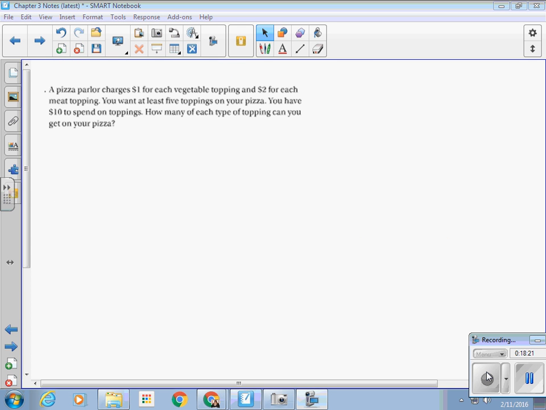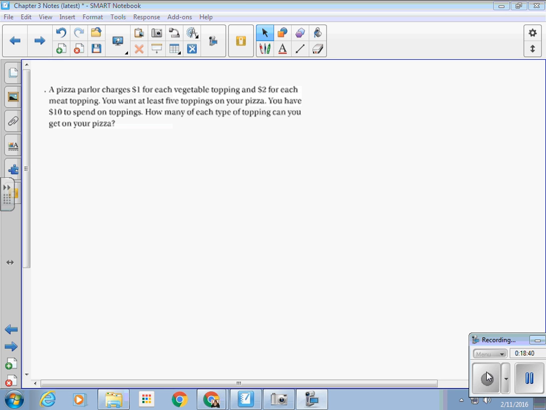Since you guys are going to be expected to do a word problem for your portfolio, and in fact, for every section that you do a portfolio problem for, it's going to be a word problem, I'm going to show you how a word problem can be graphing inequalities.